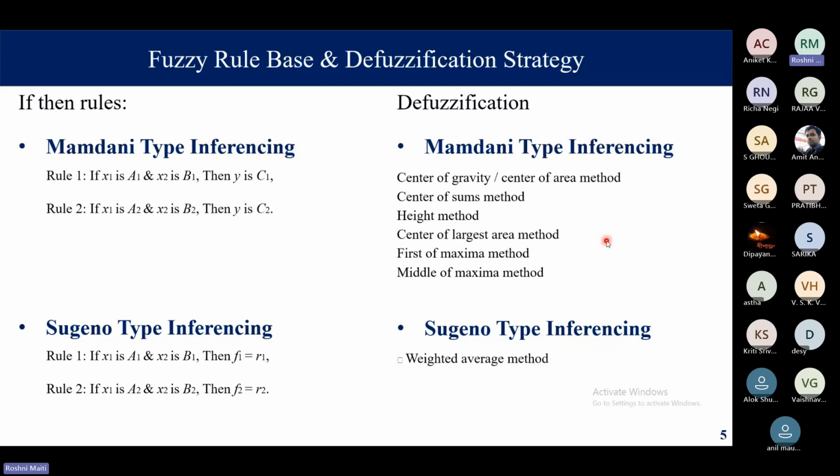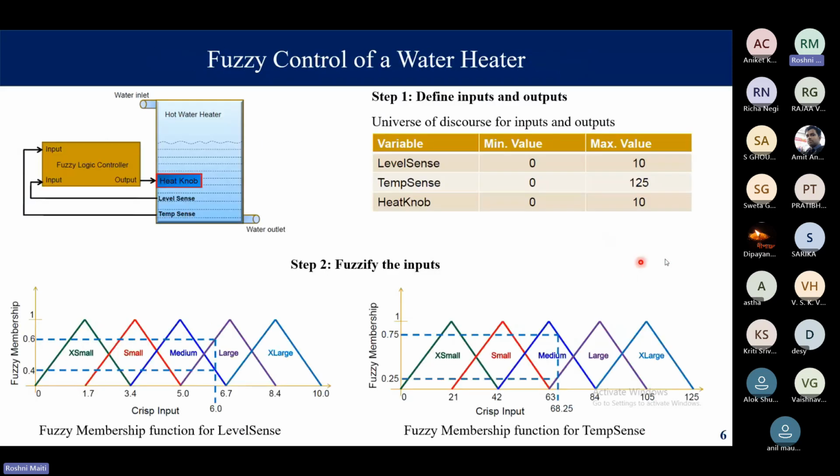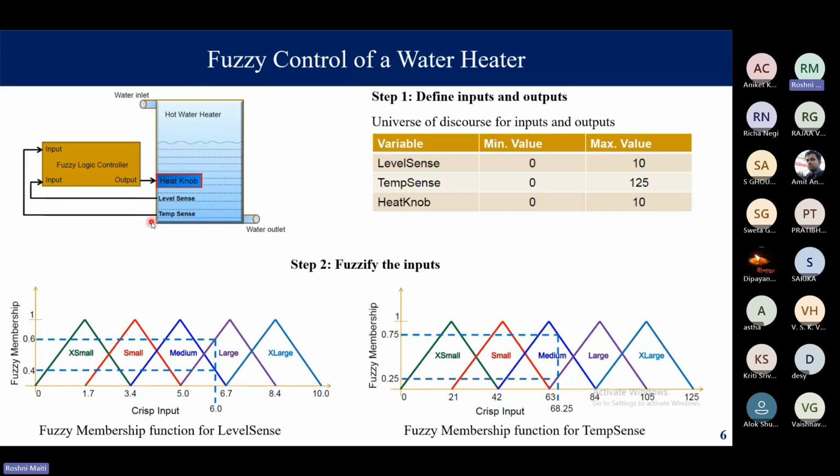Now, how we have to formulate the rules, we will see here by using one example. Here we are doing a fuzzy control of a water heater. We can see the water inlet and the water outlet, and we have a level sensor and a temperature sensor. Depending upon the level and the temperature, our objective is to design the heat control. We have to change the heat knob depending upon the level and the temperature of this system.